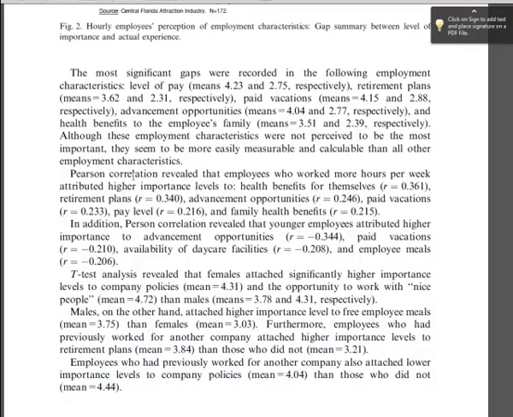So Pearson correlation revealed that, and I'll let you read the rest of that sentence on your own, but this tells you that they're looking at the strength of association between variables. So let's look at that first sentence. Employees who had worked more hours per week attributed higher importance levels to health benefits. So here's the correlation between hours worked and importance of health benefits.